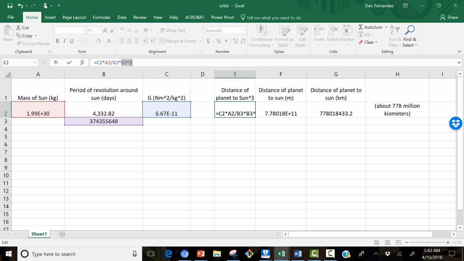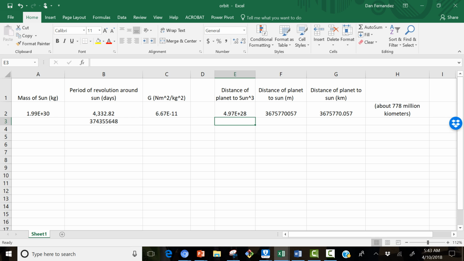That result is given in this location right here. There we go. The result is given there. Divide it by 1,000. Take the cube root of it, divide by 1,000. That gives me the distance of the planet to the sun in kilometers. So let me show you that this works.